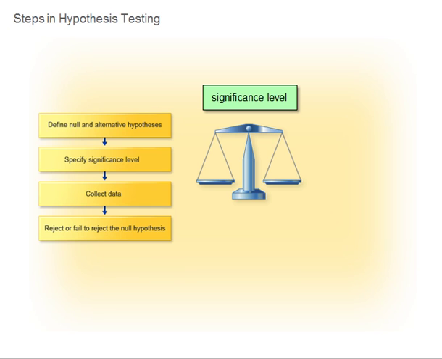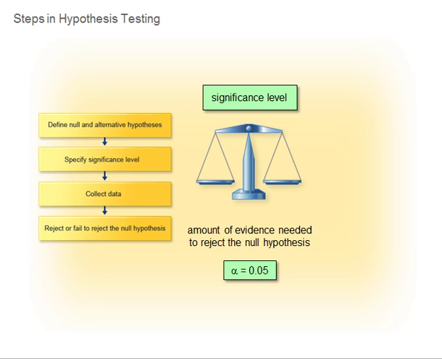The second step in hypothesis testing is to select the significance level. This is the amount of evidence needed to reject the null hypothesis. A common significance level is 0.05, 1 chance in 20. This is what you'll use in this course. If you require a stricter cutoff, you might consider lowering your significance level when planning your own analysis.